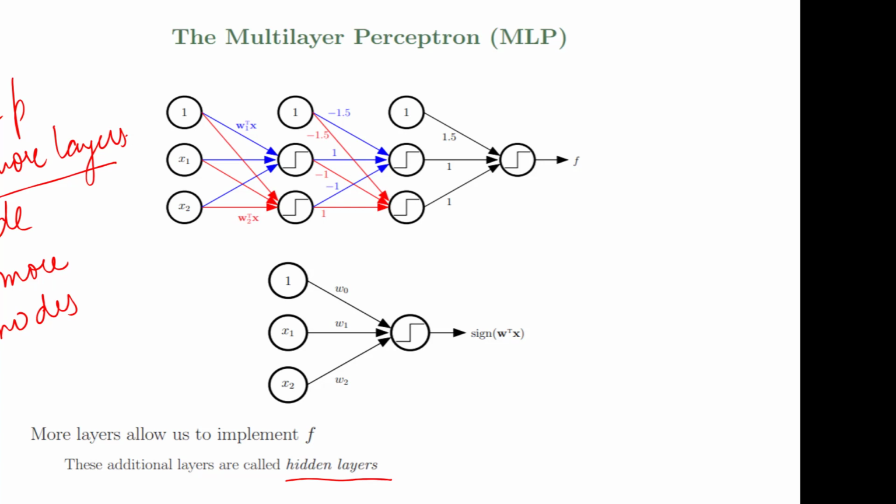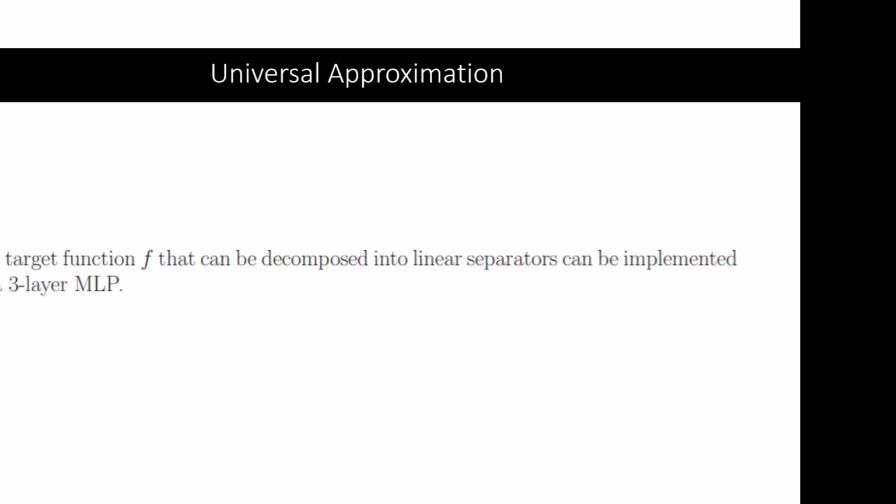However, going back to what we said, what we are going to prove in this video is the rule of universal approximation. Let's see what that is. The rule of universal approximation states that any target function f that can be decomposed into linear separators can be implemented by this three-layer MLP, or multi-layer perceptron. And of course, this can be proven analytically, but we are going to prove it by using a picture because that's more relatable in terms of what's going on.